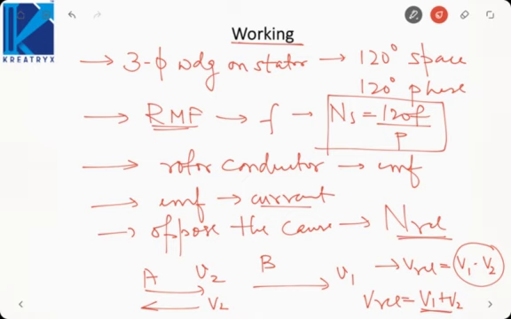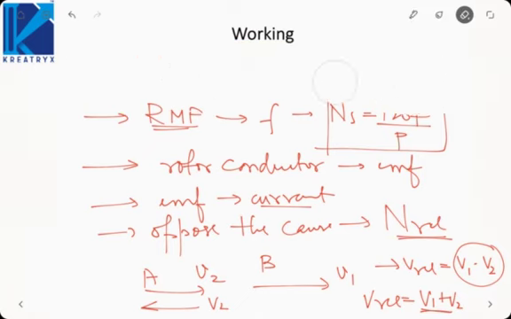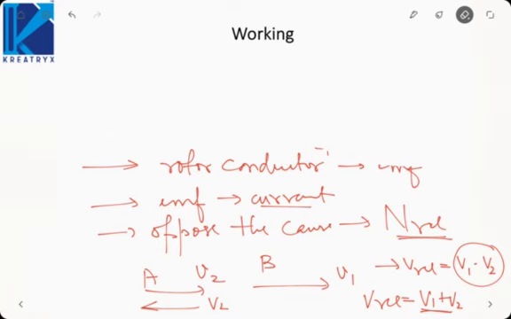That is how the rotor will rotate. The rotor will experience the Lorentz force or the Lorentz torque, and it will rotate in the same direction as the magnetic field to reduce the relative speed between the rotor conductor and the magnetic field. Now suppose it starts rotating at a speed Nr.